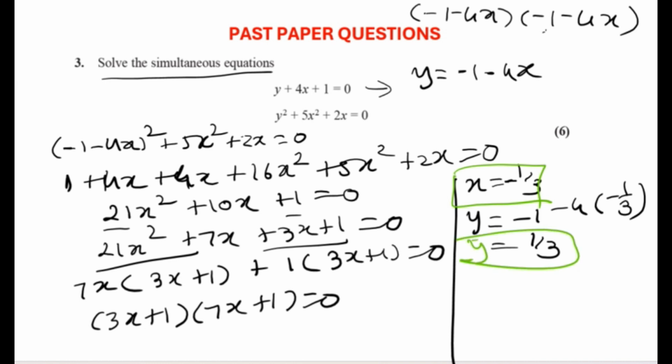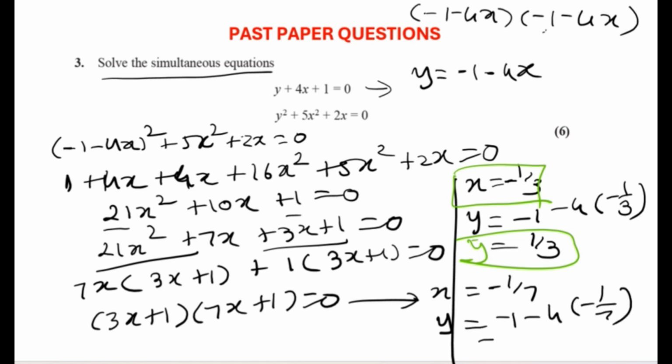For the other solution, x is equal to minus 1 over 7. So y is equal to minus 1 minus 4 into minus 1 over 7. That will give us minus 3 over 7. So we are getting another solution: x is minus 1 over 7, y is minus 3 over 7.